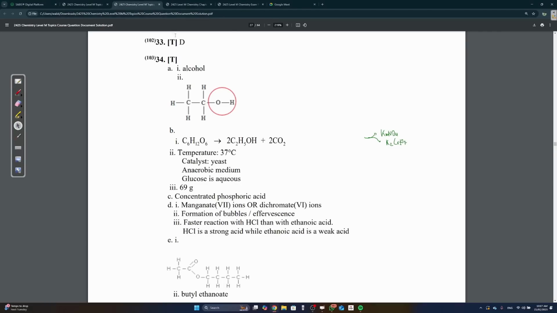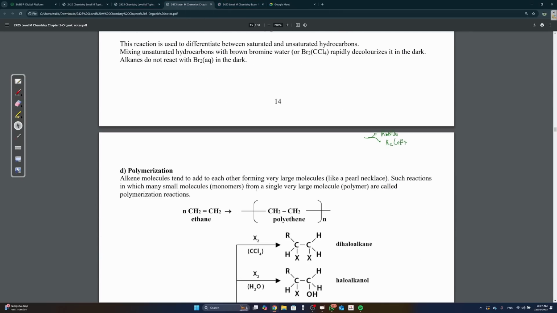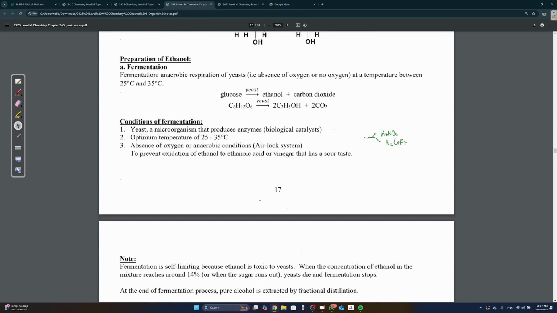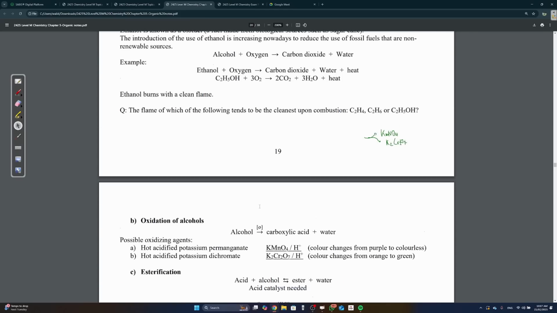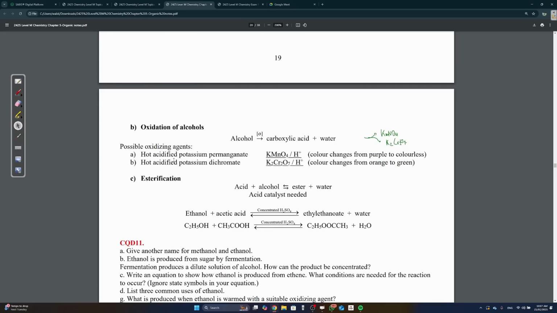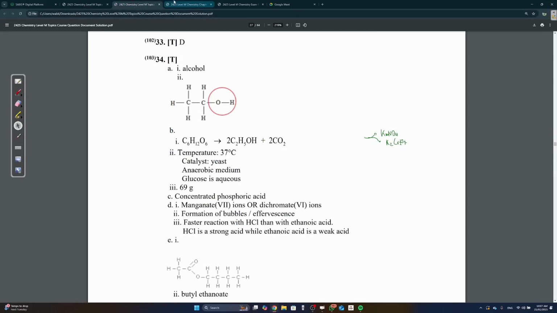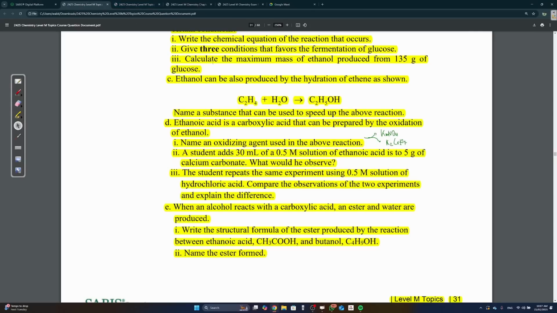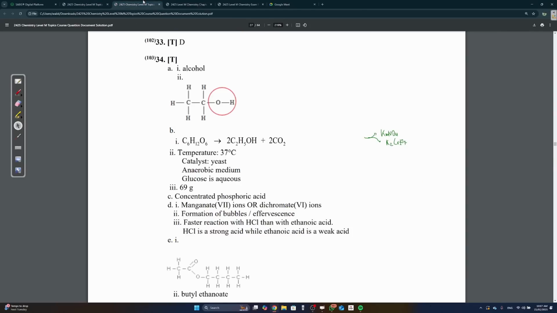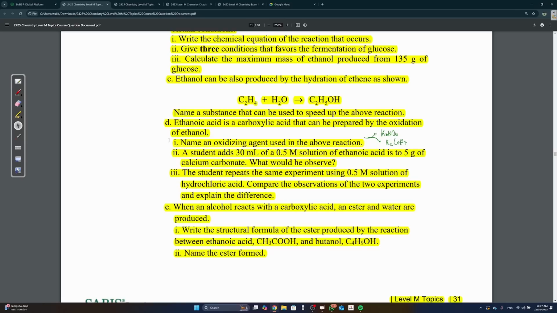Manganate. Okay. What do they call it here? I don't think they named them over here. Potassium permanganate or potassium dichromate. Okay, you can say any of these. But they said the ions, which is completely fine as well. You can say manganate ions or dichromate ions. If it was an IGCSE, I think that's what they're looking for. Manganate ions or dichromate ions. Okay, a student adds... let me read this.